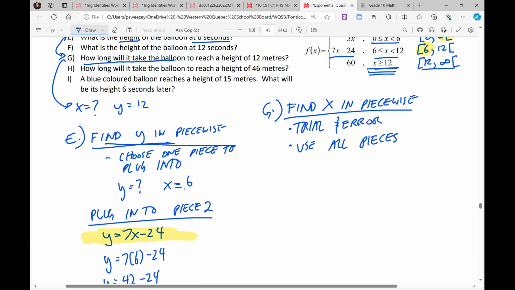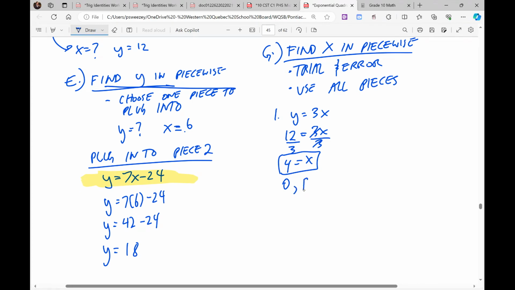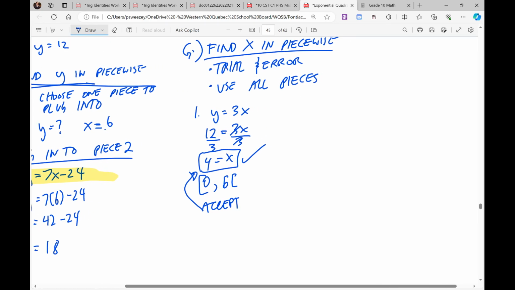So let's look at that. We'll plug it into piece 1. Y is equal to 3x, and I'm going to plug in a y of 12 and then just solve. Well, x is equal to 4. Does that fit between 0 and 6? Yes, it does. So we will accept that answer. If the answer falls within the domain of that piece, then we accept it. Let me finish this already, and I'll go into it.